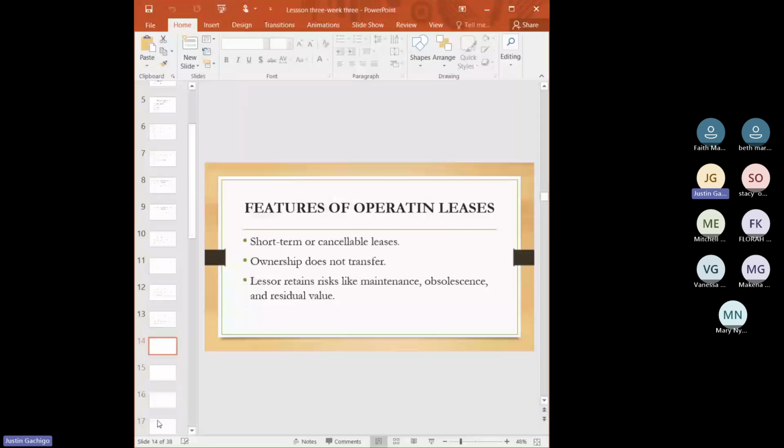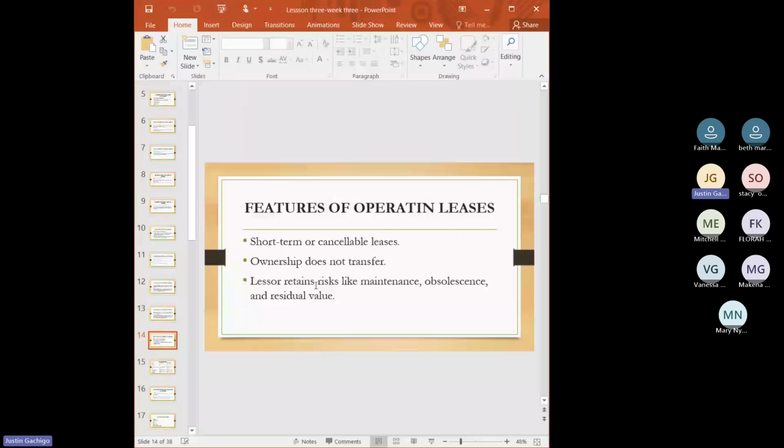So, features of an operating lease. One, operating leases are short-term or cancelable leases. So 1 month, 2 months, and if in any case you feel uncomfortable with that particular lease, you can cancel it at your own time.